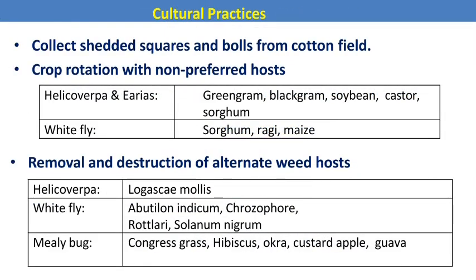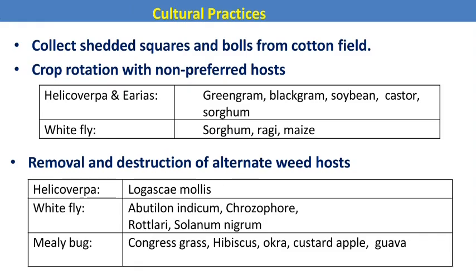Then collect the shed squares and bolls from the cotton or infested fields. In those shed squares and bolls, there are some larval and pupal stages. When you remove these shed squares or bolls, ultimately the different life stages of the insect will be killed. Then we can follow crop rotation techniques. These are some of the different crops we can use for crop rotation purposes. Then removal and destruction of alternate hosts.